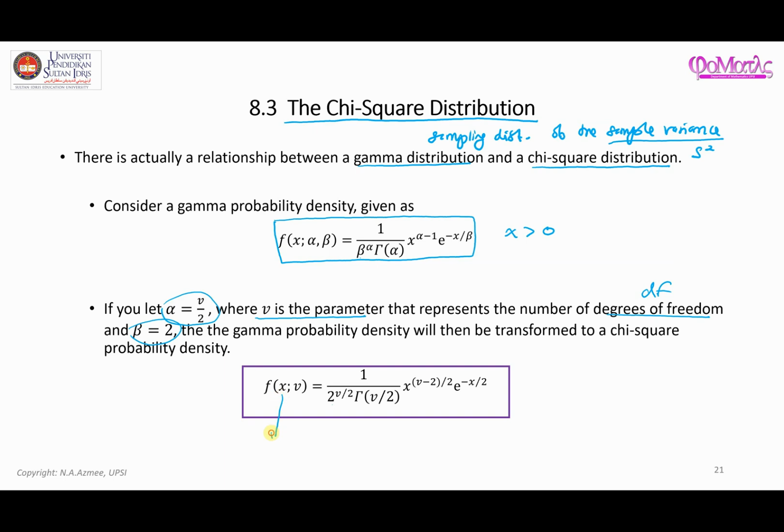Here is our x. X is our random variable and x has a chi-square distribution. So x is a chi-square random variable and it can be described by this probability density function.